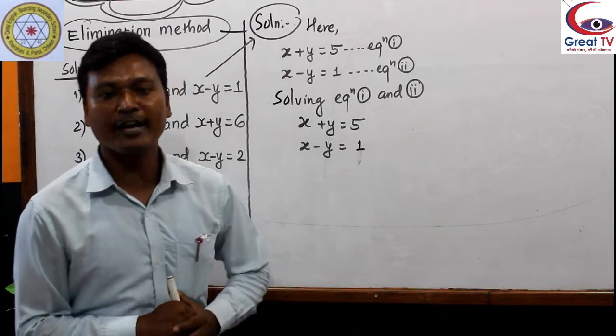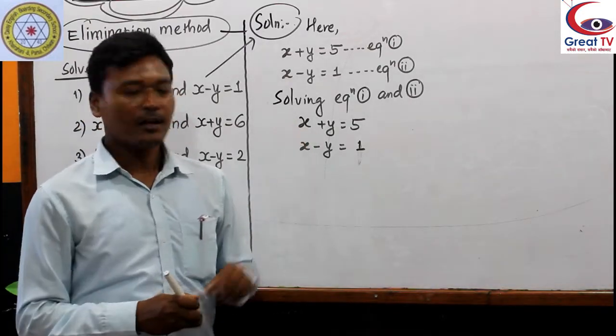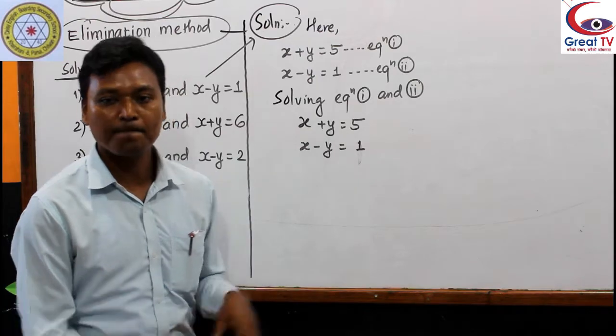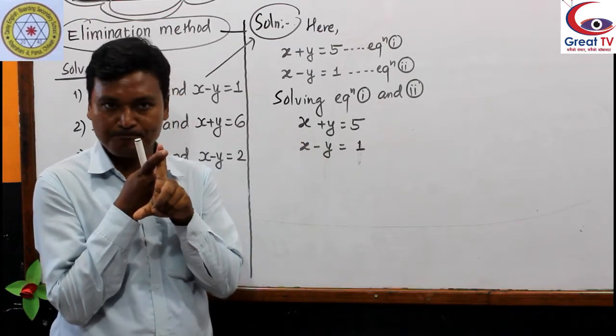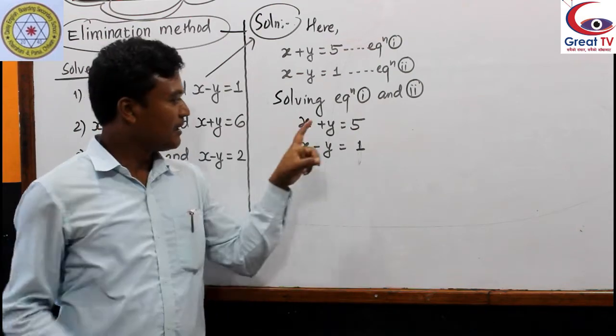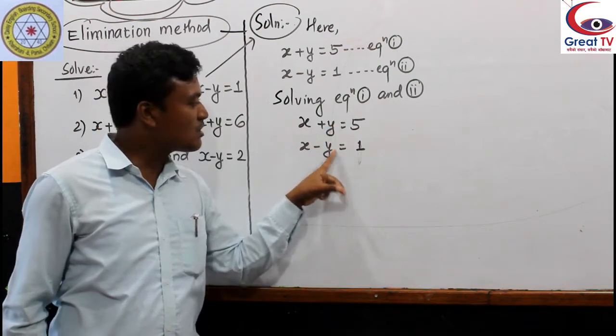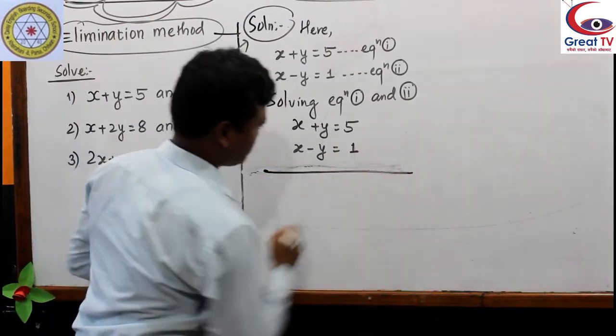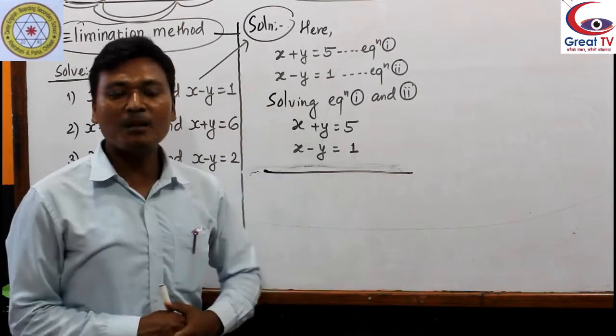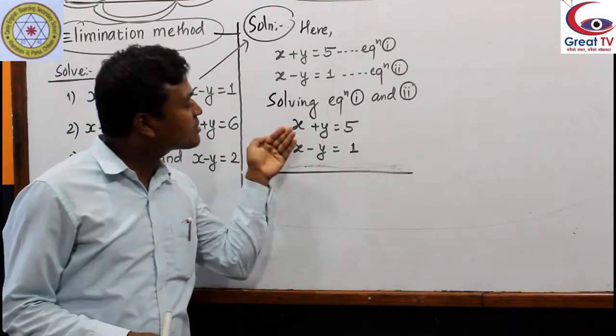Solving means either we add or subtract. And I have already told you the idea. If you are eliminating the y variable, the first thing is that the coefficients should be the same. And if the terms are different, the next step. So while solving, either we add or subtract.